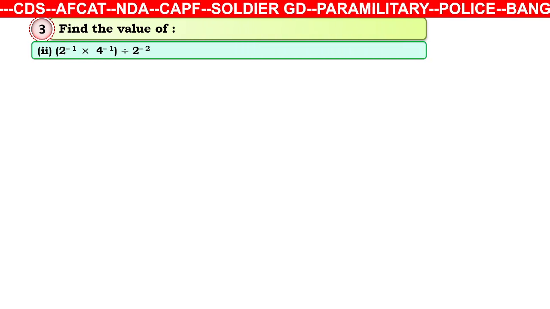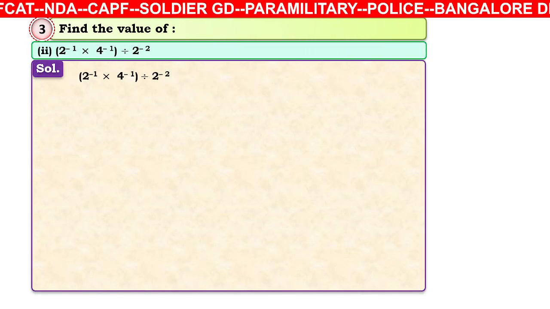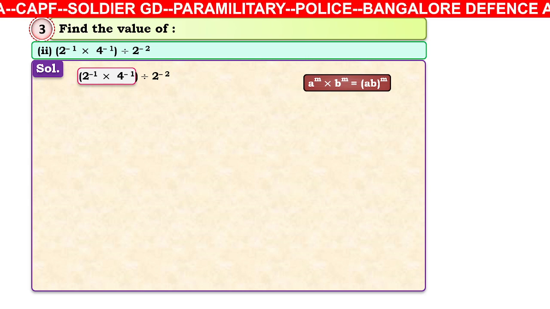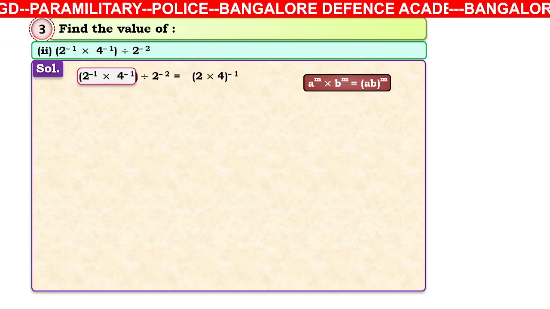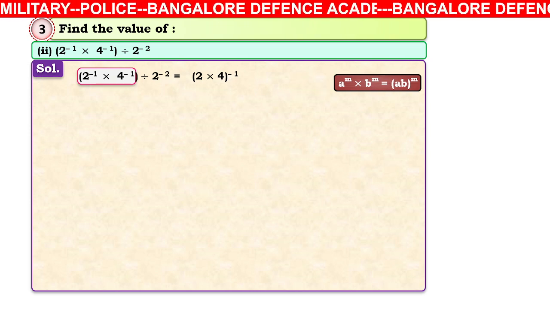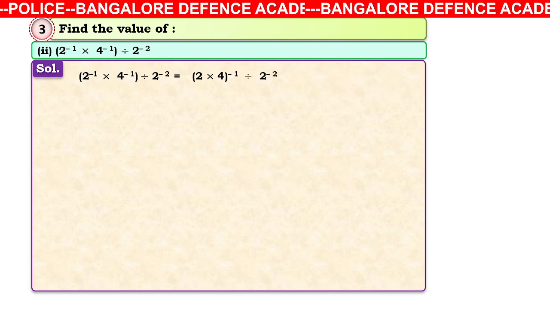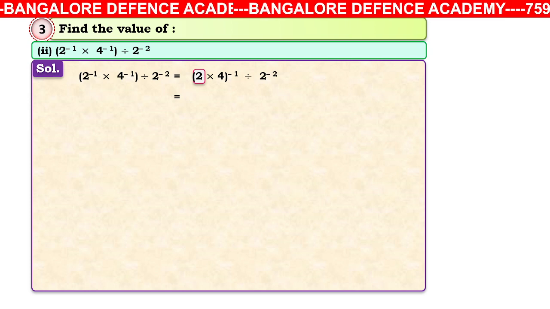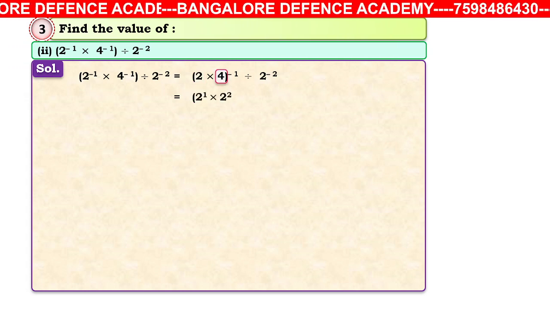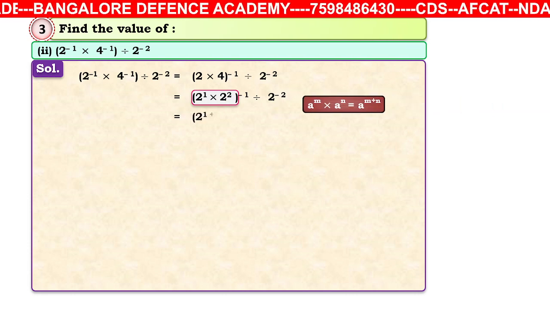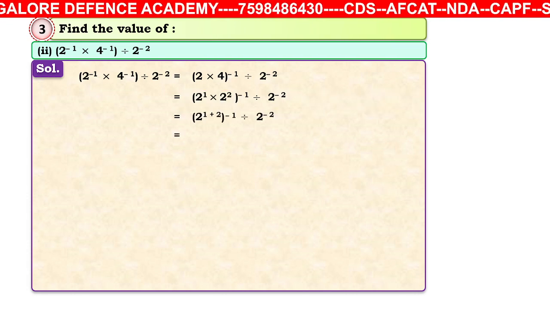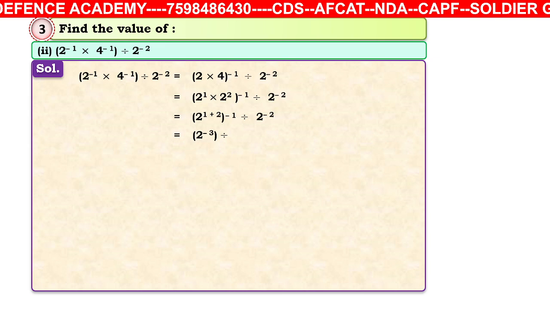Next, let us try to solve the bracket first. Now it is 1, by using the property, the product rule. The powers are the same, so I can take the base 2 into 4 to the power of minus 2 and divide by 2 to the power of minus 2. So this becomes 2 square to the power of minus 2. Okay, so this becomes 3 divided by 2 to the power of, so minus 3 divided by minus 2.